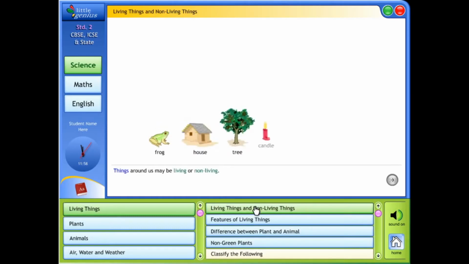Living things and non-living things. Things around us may be living or non-living.